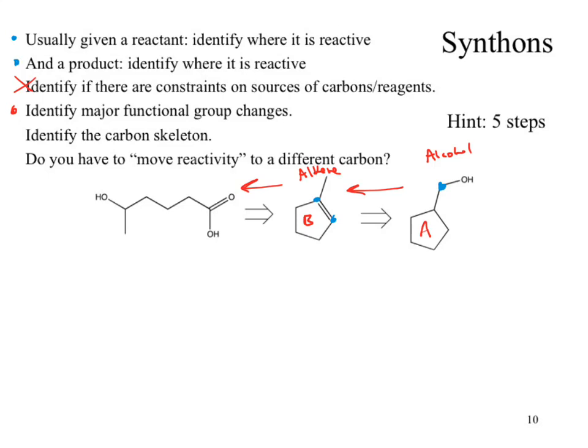Identify the carbon skeleton. Where's our carbon skeleton? We'll go from A to B. It's the exact same. Our carbon skeleton doesn't change, so that's kind of nice. And then do we have to move reactivity? Yeah, we really do. We're looking at a pretty significant shift of that reactivity. Okay, so now where do we start? Do we want to work backwards from B or forwards from A?